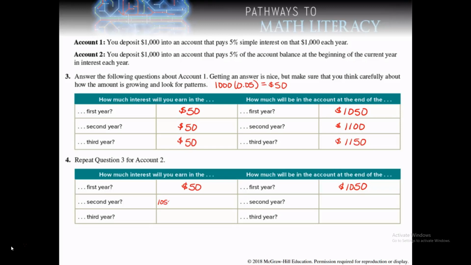But now I need to figure out for the second year, what's 5% of 1,050? So 1,050 times 0.05 means that in that year I'm going to earn $52.50. And so when I add that on to the balance, I'll end up with $1,102.50. Now I need to find 5% of that amount. So $1,102.50 times 0.05 tells me that in the third year I'm going to earn $55.13. Adding that on to the running total means that at the end of the third year I'll have a total of $1,157.63.